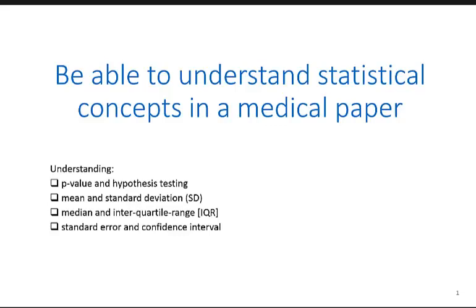So let's start with the p-value. I'm sure you all know what the p-value is, right? P-value less than 0.05, greater than 0.05, defines your destiny probability. So we will talk about why we use a p-value in medical research.